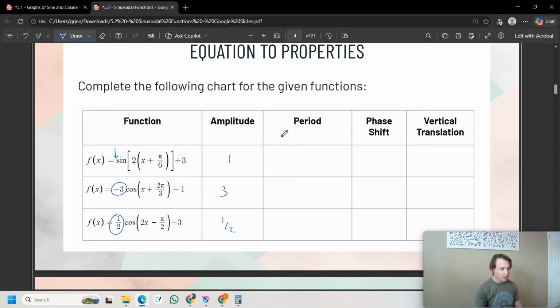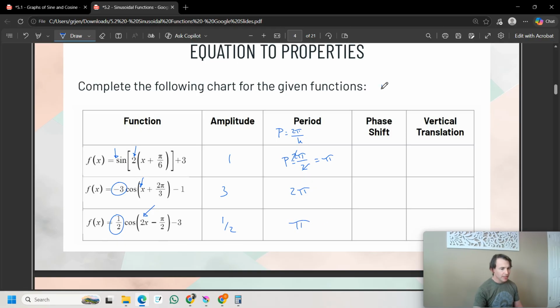The period, we have period equals 2 pi over k. So here we have a 2. So our period is equal to 2 pi over 2, which is pi, because the 2's cancel. Over here, we don't have a k, so our period is 2 pi. No surprises. And out here, we have a 2. So our period is going to be 2 pi divided by 2, or pi.